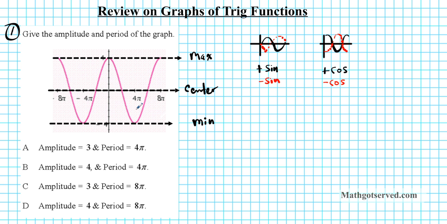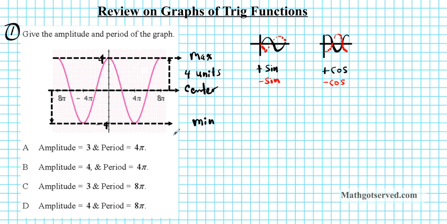Now note, the amplitude is not a displacement from the min to the max, it's a displacement from the center to the max or min. So I can either compute this distance from here to here, or I can compute this distance from here to here, okay? So how many units displacement are there from the center to the maximum or from the center to the min? That will tell us what our amplitude is, and we can clearly see that it's 4. So this is 4 units, okay?